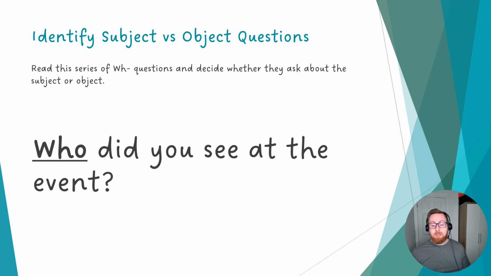Who did you see at the event? I'll give you 5 seconds. 5, 4, 3, 2, 1. Object, as we use a verb here, did. So it's object.